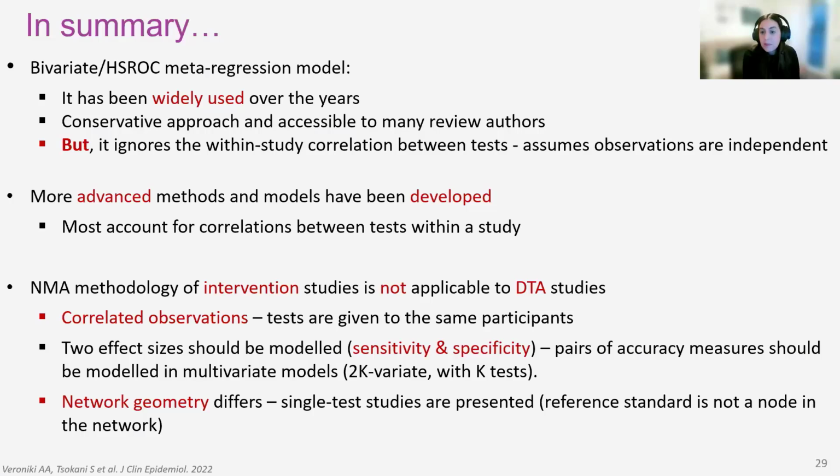So what is important to keep in mind is that the NMA methodology that has been developed for intervention studies is not applicable to DTA studies. And there are three main reasons which have already been discussed. So the first is that tests are given to the same participants. So we have correlated observations, which, using the methodology for interventions, are ignored. Secondly, there are two correlated effect sizes that we should consider at the same time, and these are sensitivity and specificity. And lastly, the network geometry is different. So in terms of interventions, we cannot yet consider single arm studies in network meta-analysis, but in networks of diagnostic tests, single test studies are included, since the reference does not act as a node within the network, but only as a bridge.